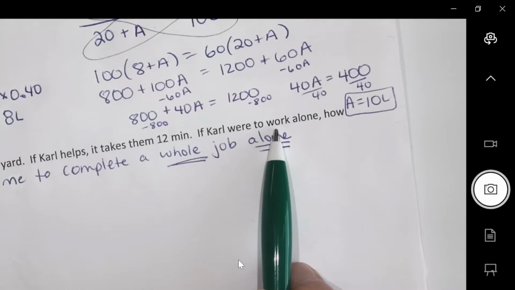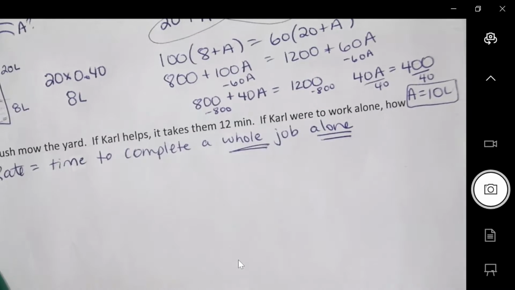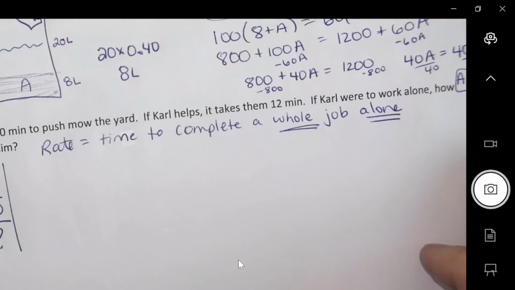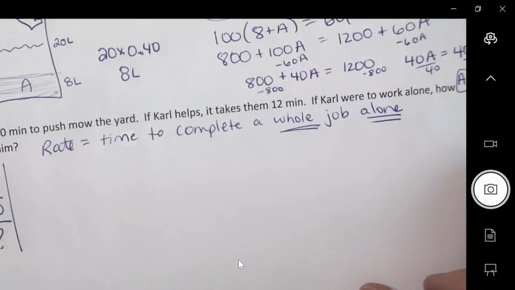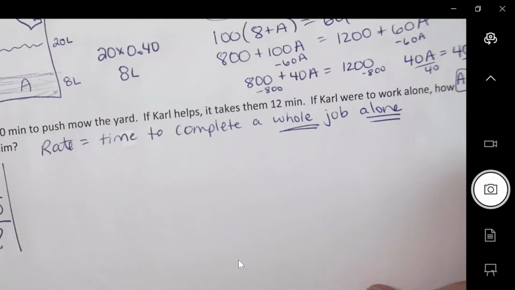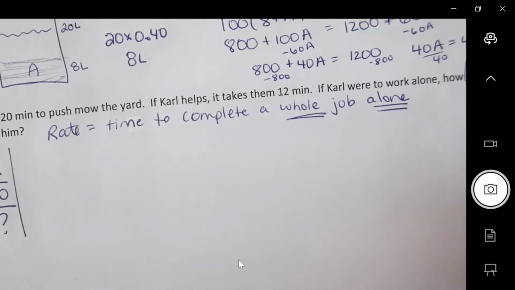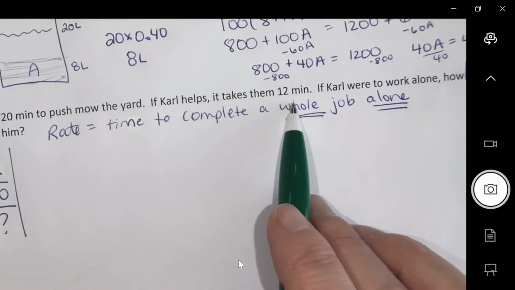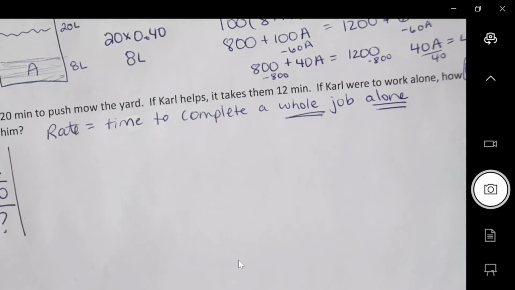If Carl were to work alone, how long would it take him? So that is Carl's rate. We're trying to figure out how long Carl will take alone. Just asking the same thing, right? No, so 12 minutes is when they were both doing it together. So now if Jeremy was to leave and Carl had to do it all alone, how long is it going to take him? Okay.